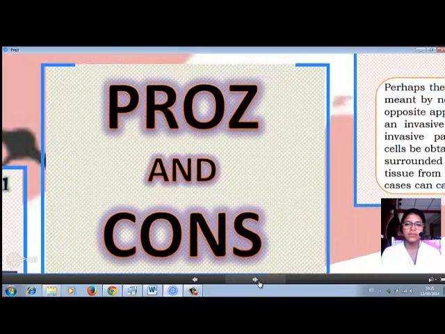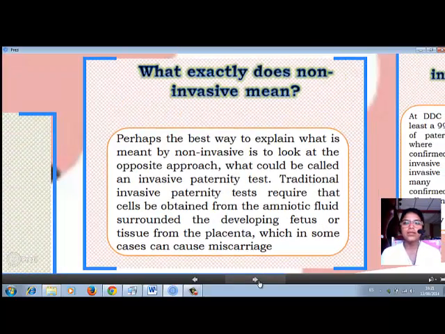Pros and cons. What exactly does non-invasive mean? Perhaps the best way to explain what is meant by non-invasive is to look at the opposite approach, what could be called an invasive paternity test. Traditional invasive paternity tests require that cells be obtained from the amniotic fluid surrounding the developing fetus or tissue from the placenta, which in some cases can cause miscarriage.